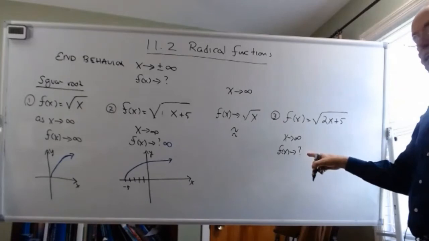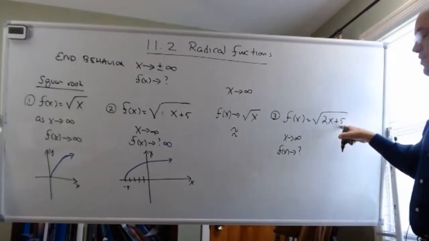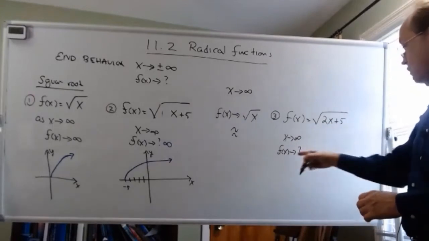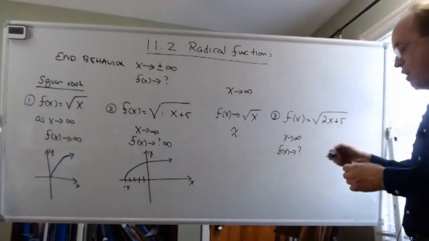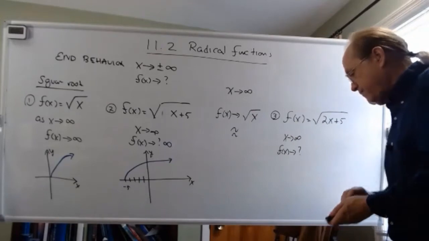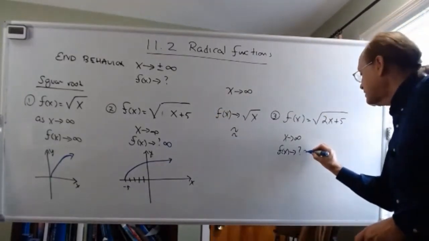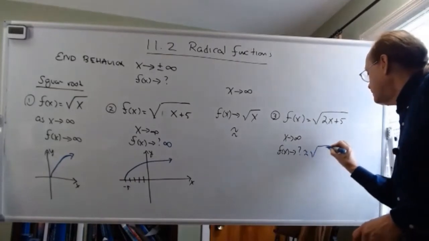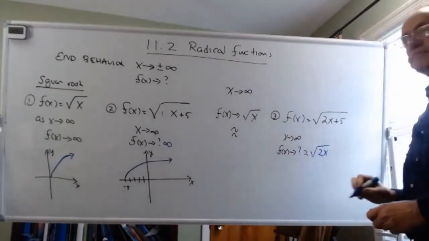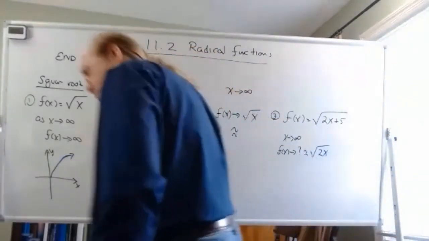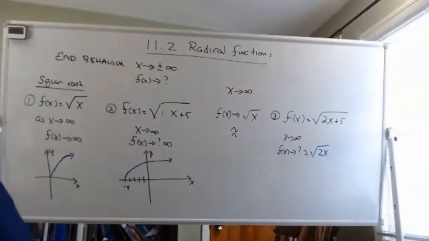What does f of x get closer to? Well, we're going to see that you can simply ignore the 5. You can't ignore the 2, and you're going to see this is going to get closer and closer. It's going to go to infinity, but how it goes to infinity is it's going to be approximately equal to the square root of 2 times x. And we can show that again using decimals. So essentially, you ignore the constants in the argument, or the radicand, of that function.